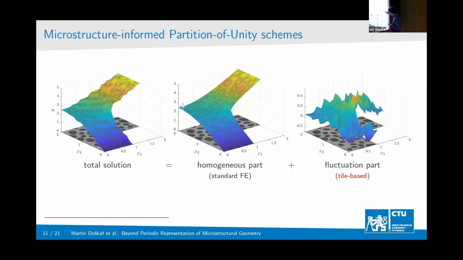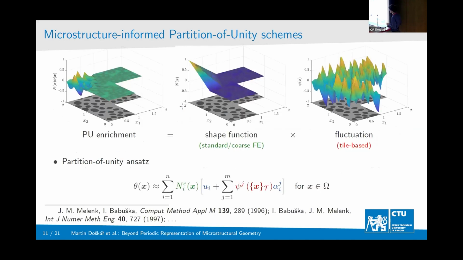So that's the homogeneous part that would be there if the material was homogeneous. And then we have the fluctuation part that is caused by the presence of heterogeneities in our microstructure. And for this particular part of the solution, we will have some reduced models. We will have some enrichment function that will be pre-computed for each individual part.